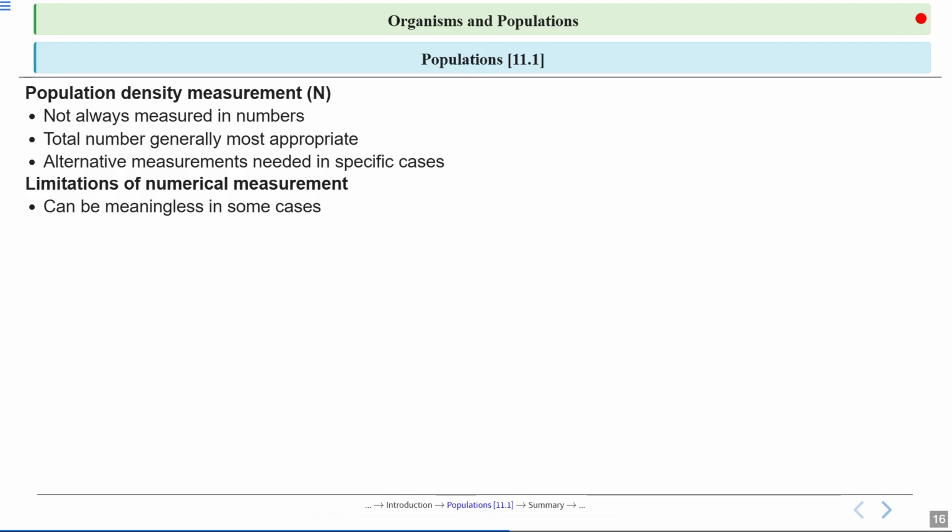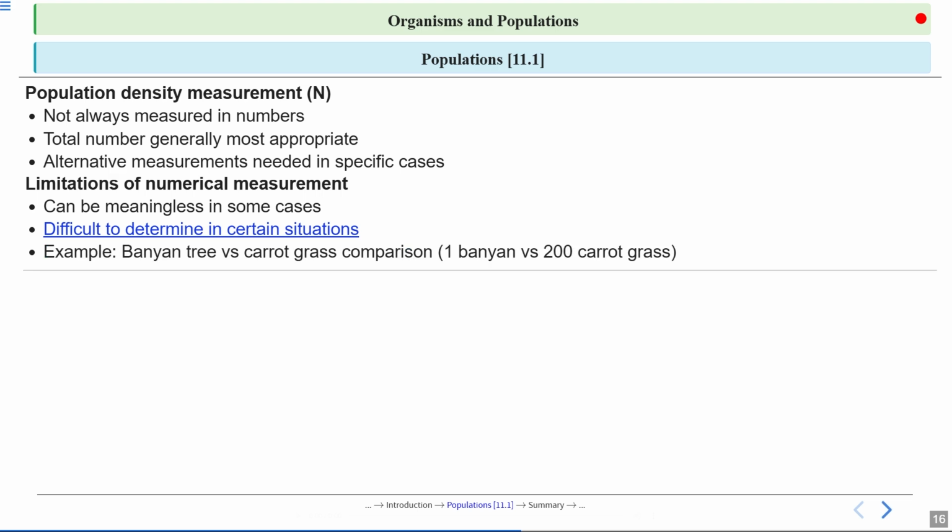Now, what are the limitations of the numerical measurement? In some cases, simply counting individuals can be meaningless. For example, if the organisms are spread over a vast area, the density might be low even if the total number is high. It is also important to note that determining population density can be difficult in certain situations. For example, in dense forest or underwater environment, counting each individual accurately can be challenging.